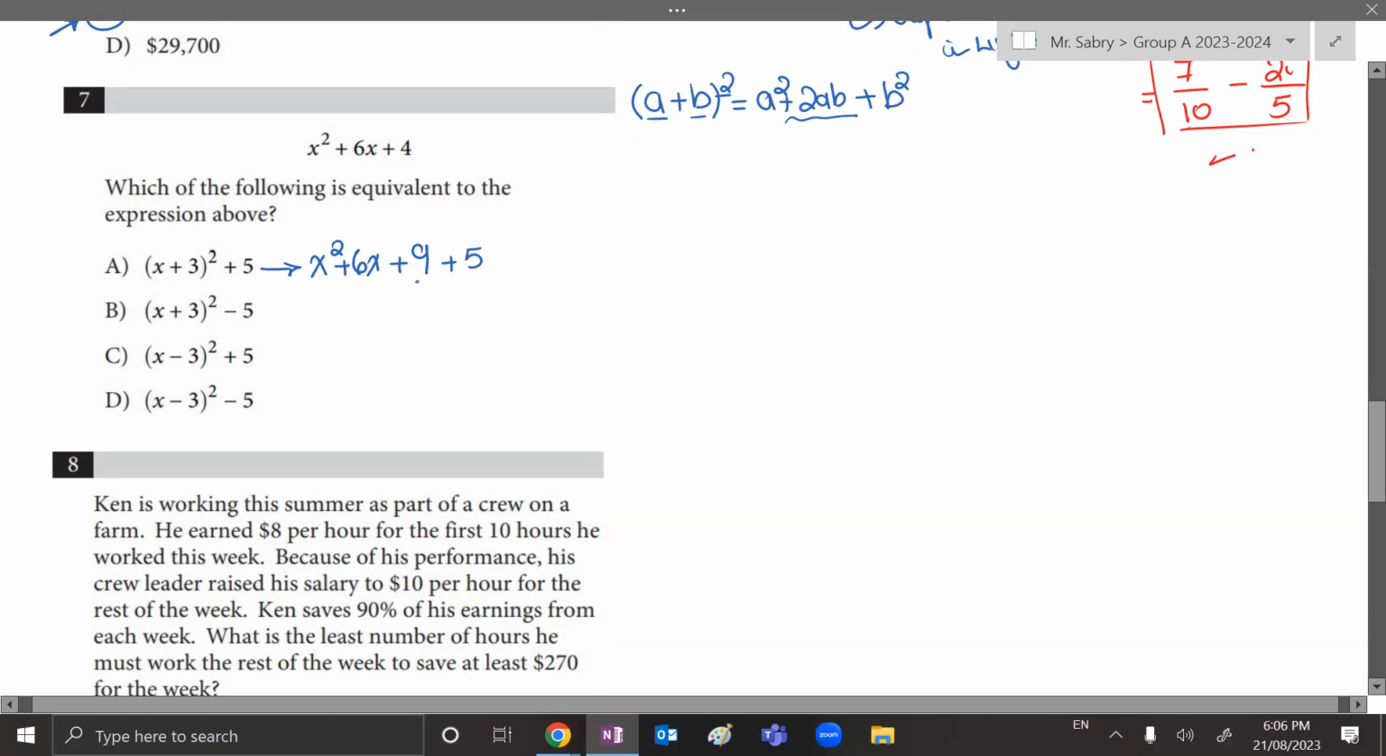Well, then, because there are like terms, the 9 and the 5, they should be added up. So the final answer is x squared plus 6x plus 14, which is not equivalent. So definitely A is not right. We should then try B. When you expand, it becomes x squared plus 6x bardo plus 9, and now minus the 5. When you add those like terms, it would get you x squared plus 6x and then plus 4, which is the correct one. So B is the final answer. Does this make sense?